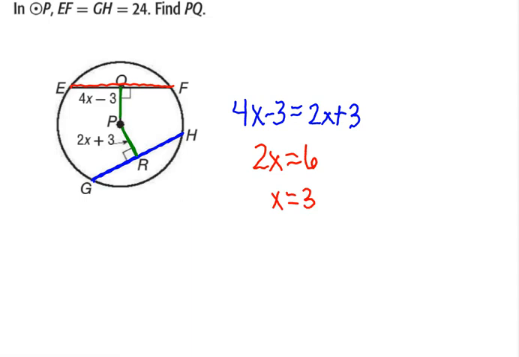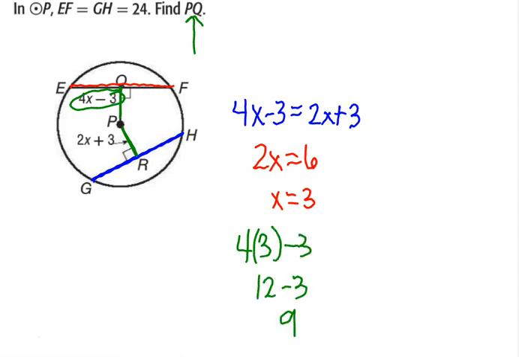Okay, again, make sure we answer the question. PQ is this guy, so plug in 12 minus 3, 9.